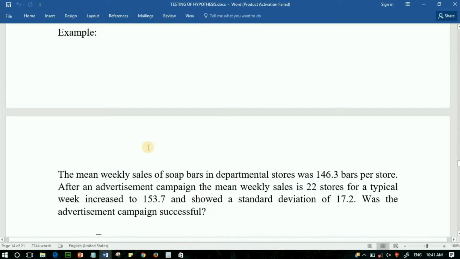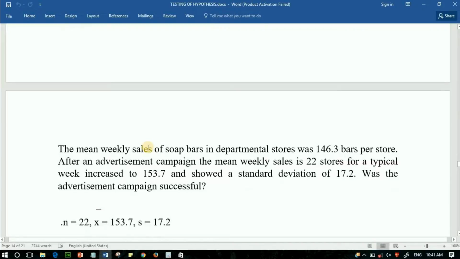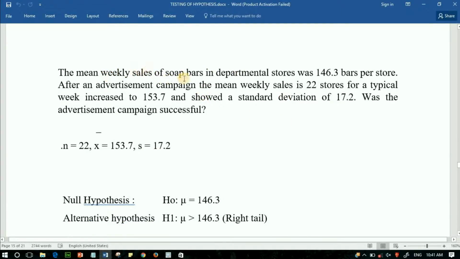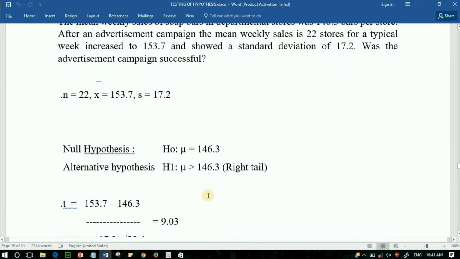The mean weekly sales of soap bars in departmental stores was 146.3 bars per store. After the advertisement campaign, the mean weekly sales in 22 stores for a typical week increased to 153.7 and showed a standard deviation of 17.2. Was the advertisement campaign successful? Here n is equal to 22, x bar is equal to 153.7 and s is 17.2. So we are checking the mean weekly sales of soap bars, that is H naught such that mu is equal to 146.3.